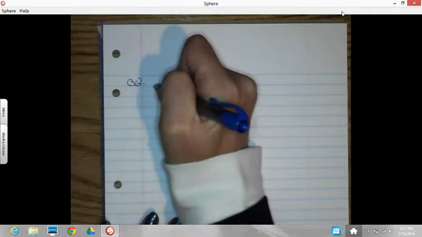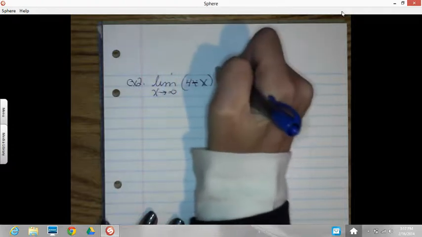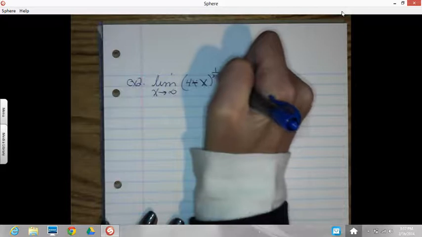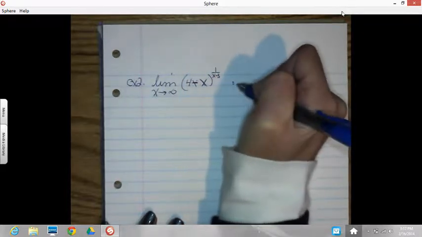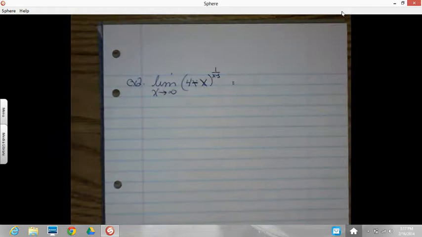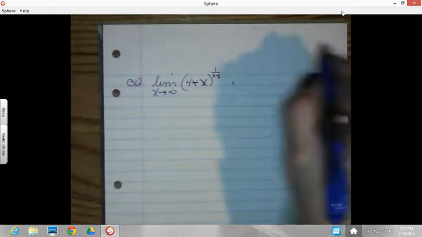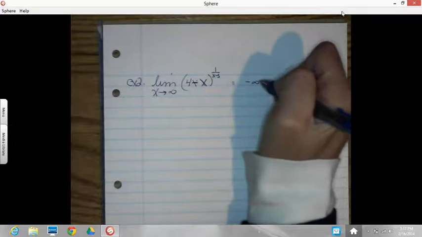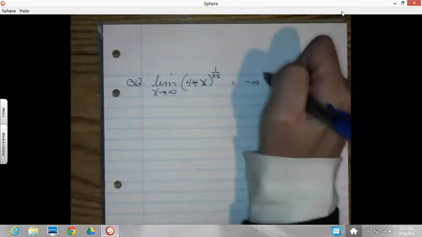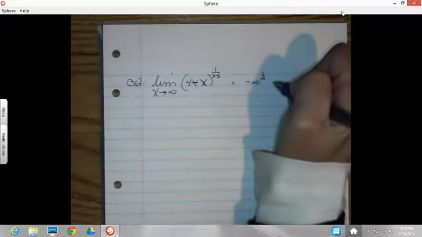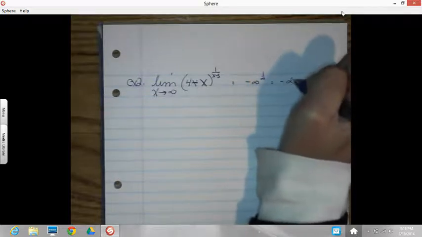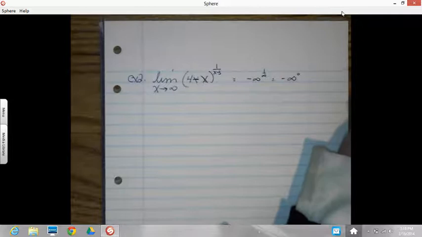Let's go with the limit as x approaches infinity of (4 minus x) raised to the 1 over x minus 3. Okay, 4 subtract infinity looks like negative infinity. 1 over infinity is a 0. Got negative infinity to the 0. That's indeterminate. What that tells me is I need a fraction yet.